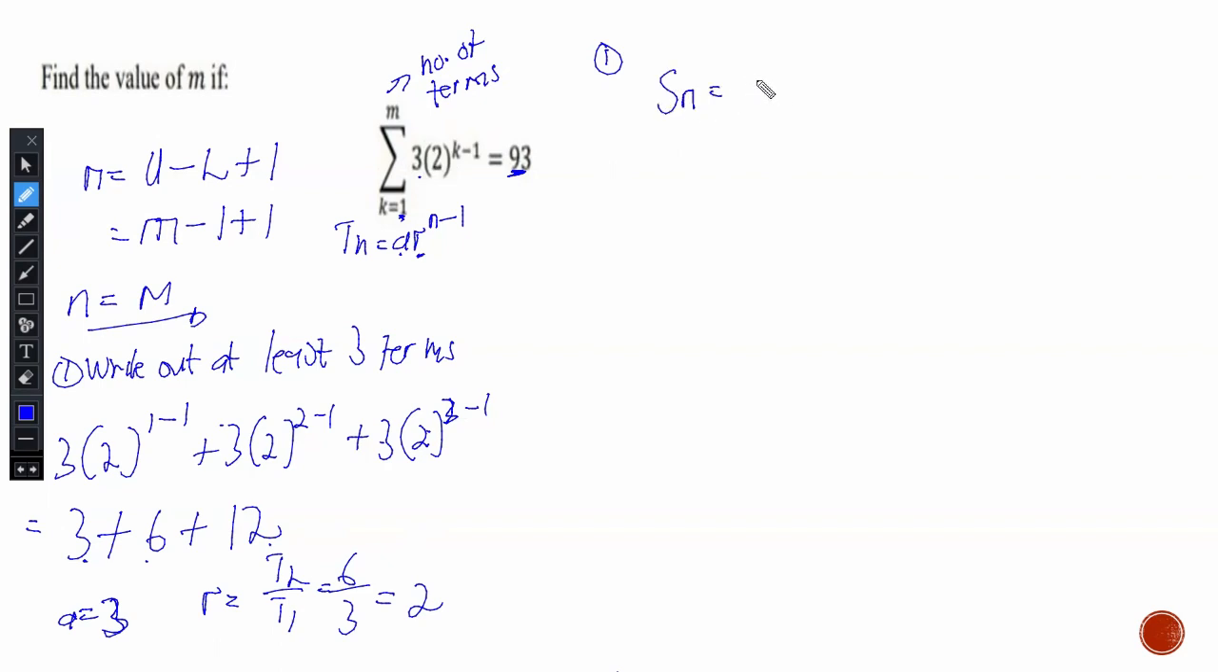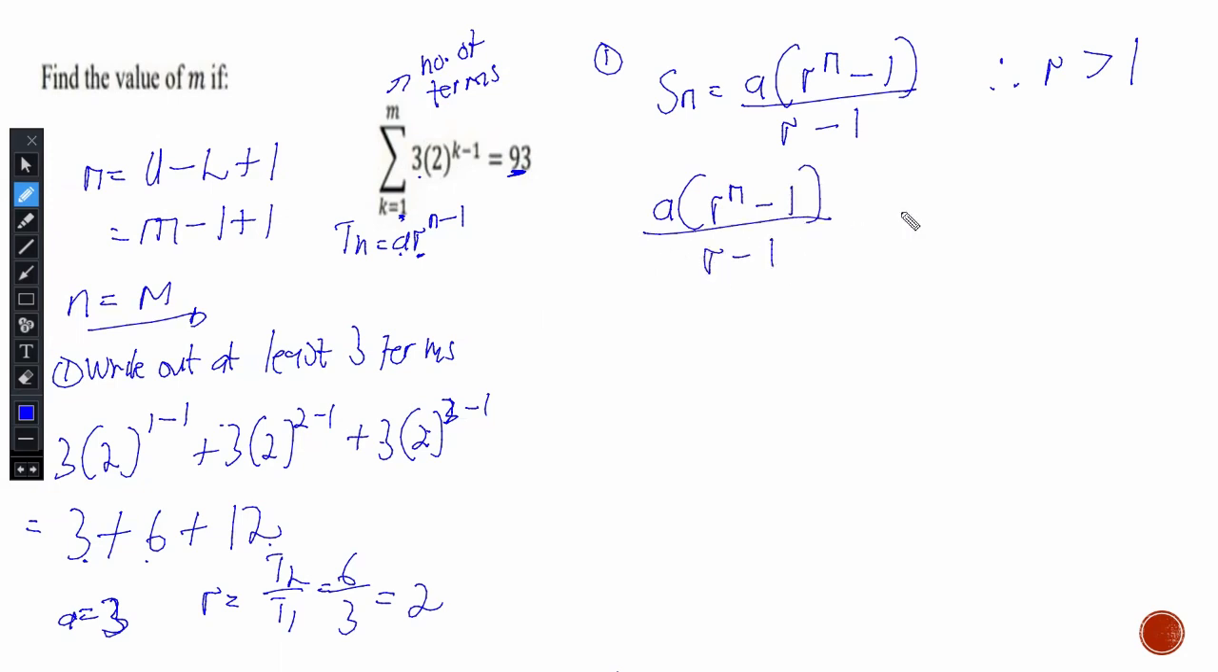So it's Sn equals A times R to the exponent of n minus 1, over R minus 1. We are using this one because we can see that our R is greater than 1. Our R value is 2. But then we must equate our Sn to 93, because we are told that the sum of all this is 93. Now, what is your A value? You put 3 here. What is your R value? You put 2. And then your n here, remember, is equal to m, so you can replace the n by m now.